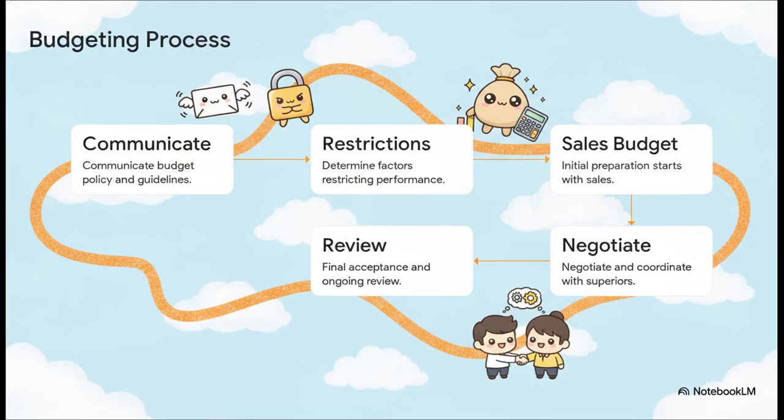And this whole collaboration follows a really neat, logical flow. First, they lay out the guidelines for everyone. Then, they figure out if anything is holding them back, which we'll call restricting factors later on. Next comes the prep work, always starting with a sales budget. After that, everyone negotiates and coordinates, and finally, the whole thing gets reviewed and accepted. It's a really smooth, step-by-step journey.